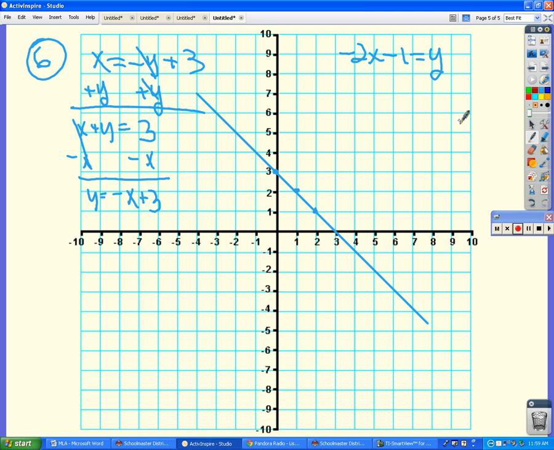It's the number that's all by itself is the y-intercept. So this crosses at -1. And then the slope is the number in front of the x. So in this case, that's -2. So down 2 over 1, down 2 over 1.